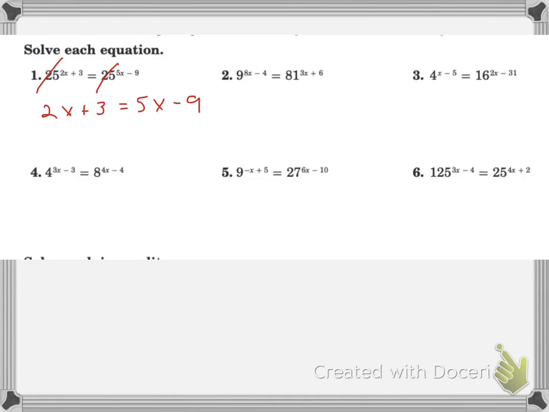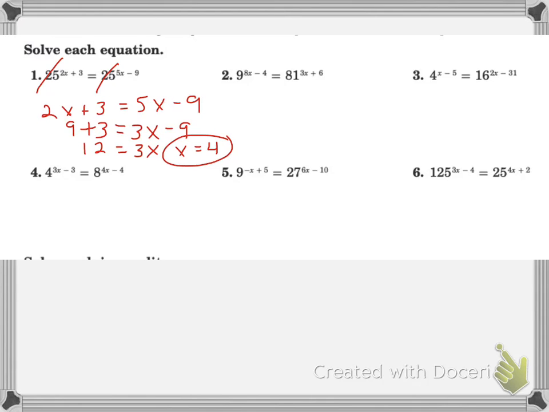We're going to take 2x from each side. That's going to leave me 3x minus 9 equal to 3. I'm going to add 9 to the other side. It's going to leave me 12. I'm going to divide by 3, and x is equal to 4.